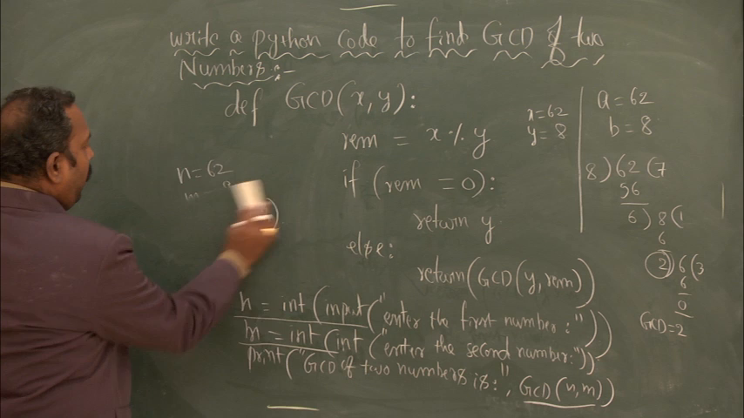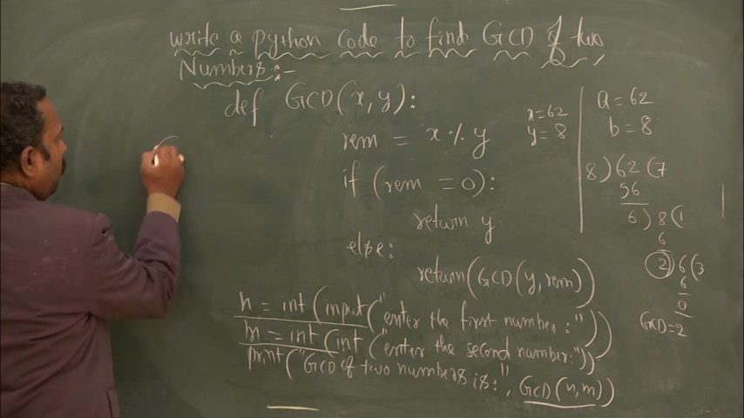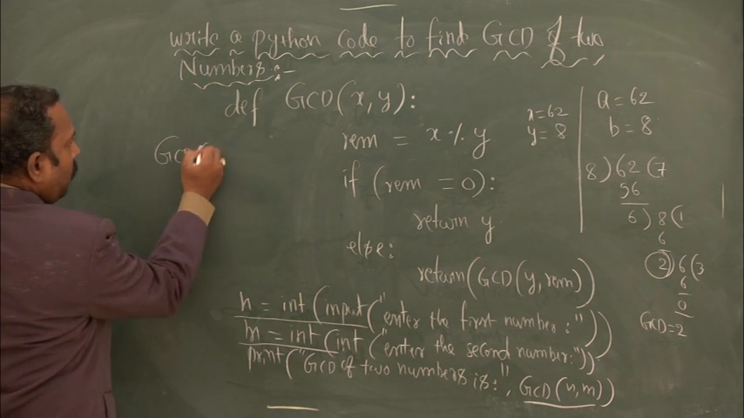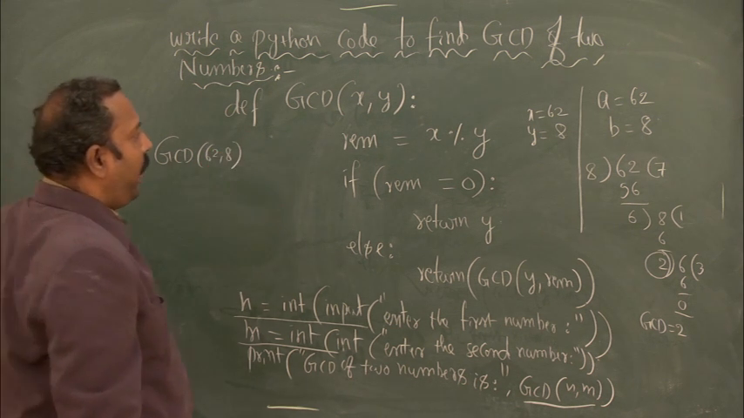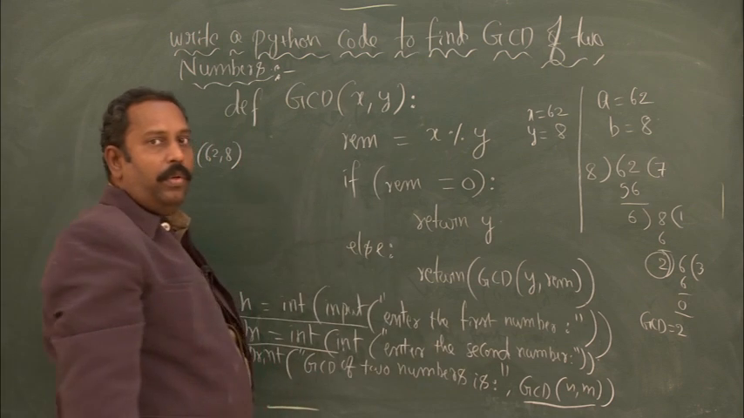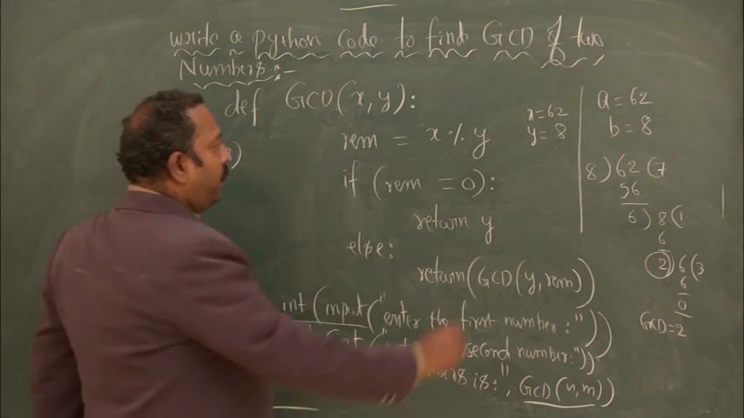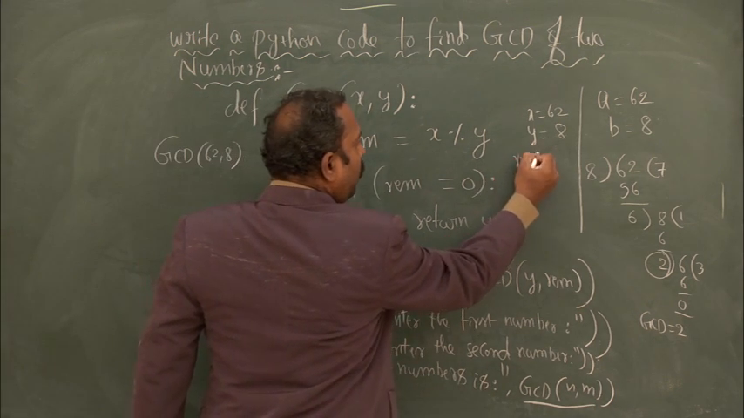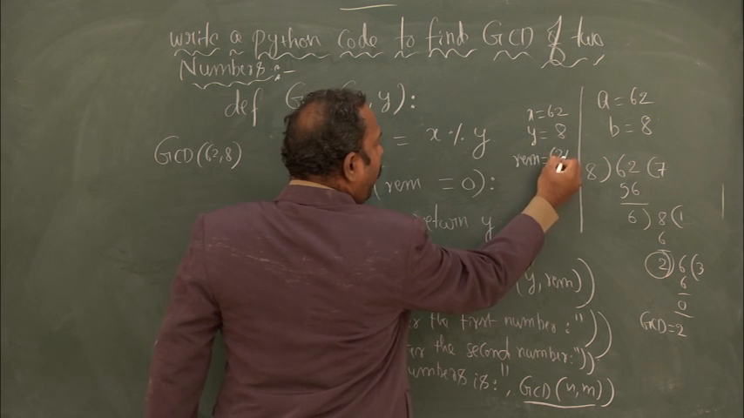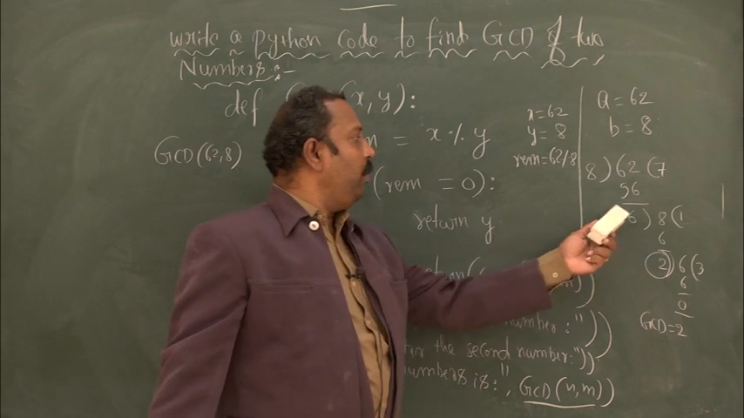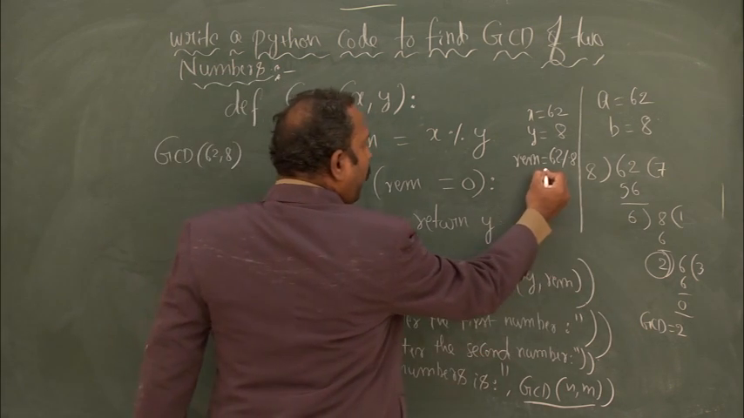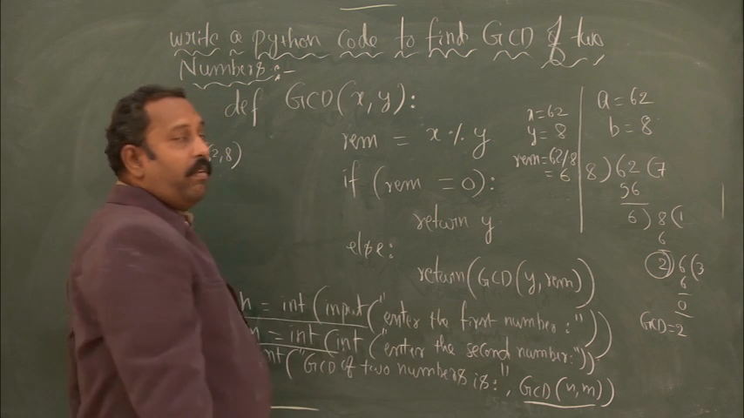So what is the function call here? GCD of 62 comma 8. So x gets value 62, y gets value 8. Now remainder equal to 62 mod 8. What is the remainder value we got here? 6 is the remainder value.